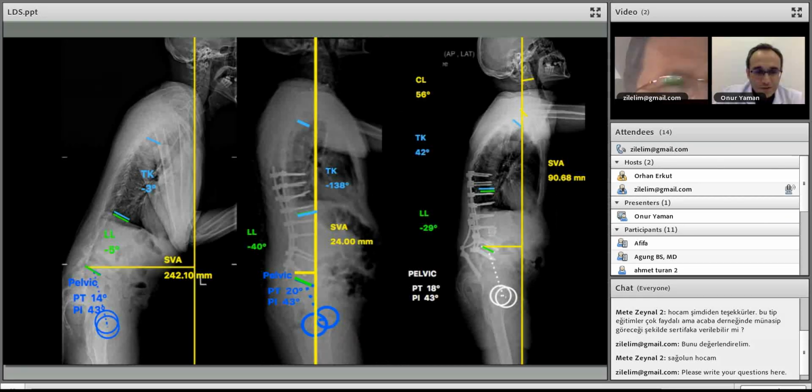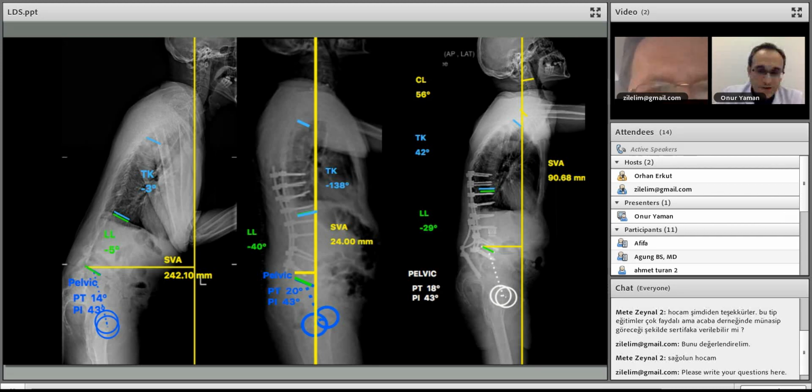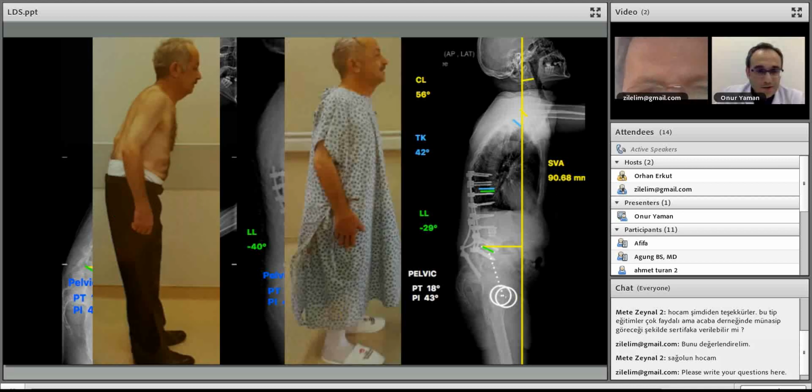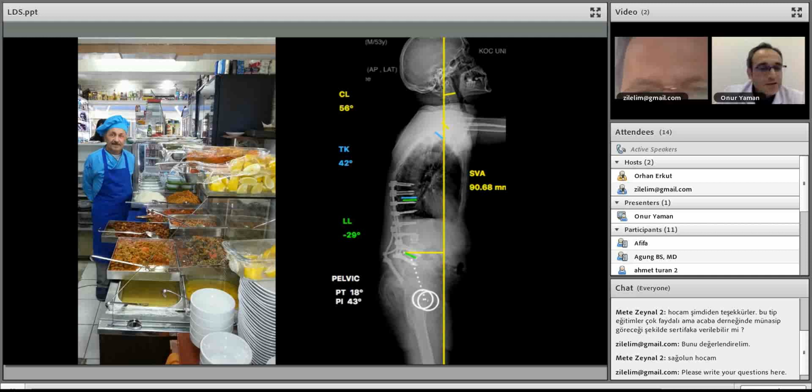If you look, the preoperative SVA was very bad. The second surgery was good, but it failed. Now this patient still has a positive sagittal imbalance, but he could work now and works in his own restaurant here. So nothing has finished yet.